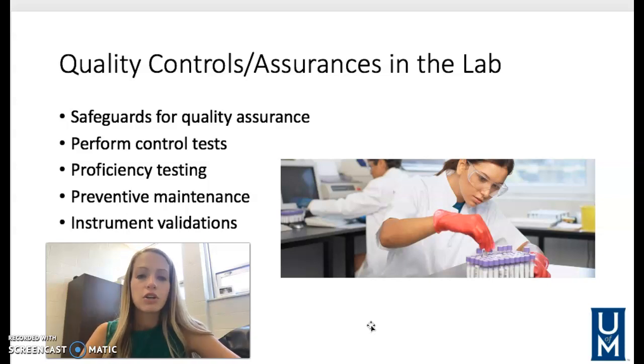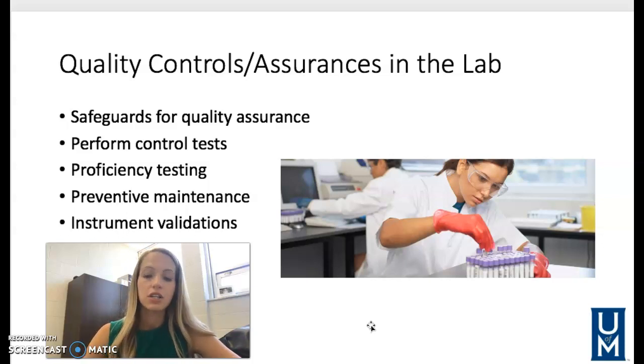So there are safeguards that are put into place, testing equipment, making sure personnel are trained appropriately, all of those things, as well as performing control tests. We have to test our equipment to make sure that they are meeting standards and actually giving us an accurate result. Preventative maintenance, proficiency testing, and instrument validation. So many things that we can do to assure that we are having quality and accurate results.